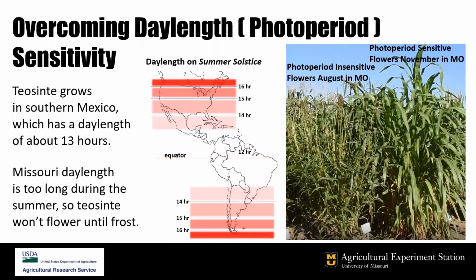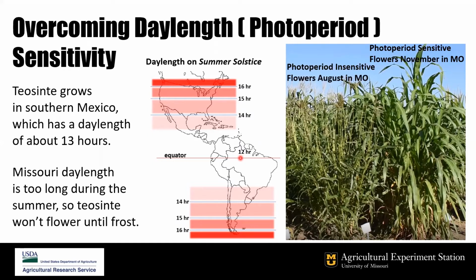Another trait that's really important to understand is photoperiod sensitivity, or day-length sensitivity. You can see here I have colored the different regions of North and South America based on their day length during the summer solstice. In the Northern Hemisphere, the farther north you move, the longer the days are. So that in Canada, you have upwards of 16 hours or more of day length. Whereas as we get closer to the equator, the days are much more equal, 12 hours of day and 12 hours of night.